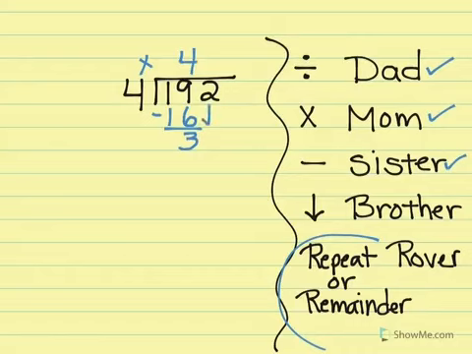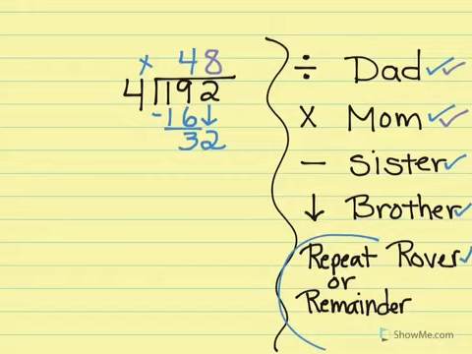Next, I bring down. I look at my new number, 32. Am I going to repeat, or is that my remainder? Well, 32 is bigger than 4, so I need to repeat. So I go back to the top, and I'm going to divide. How many 4s go into 32? That should be a math fact that I know. 4 times 8 is 32.